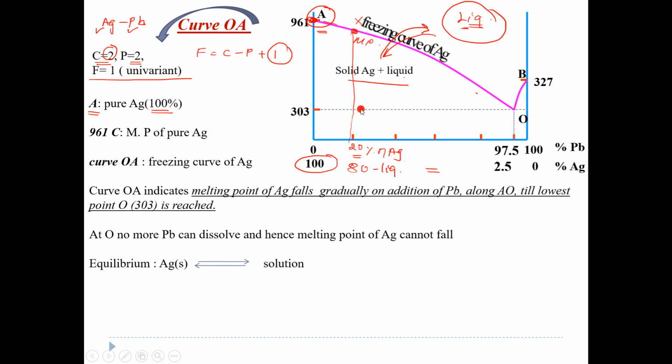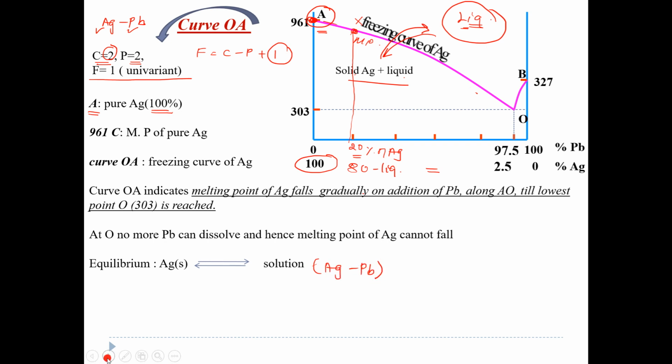So what is present in this equilibrium? So the equilibrium stage for this curve is silver solid. So you have the silver solid and the liquid solution. You know, the solution of silver and liquid is present. So this is the equilibrium between silver solid and the solution. So what is the solution over here? This solution is silver lead solution.